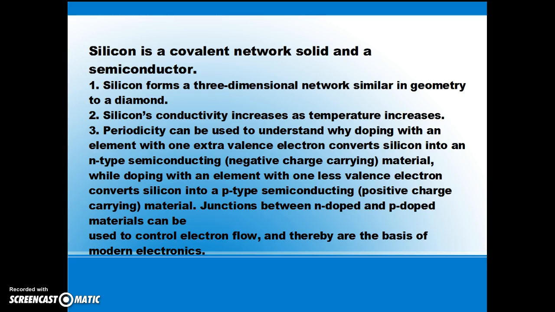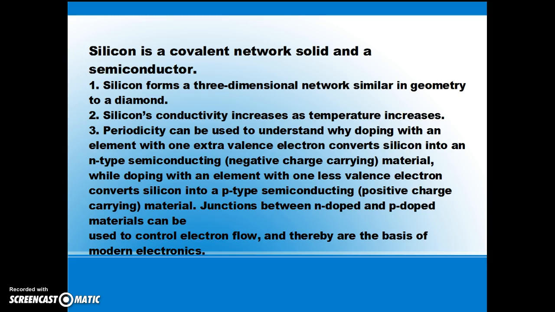Now, you can use the periodic table to understand why we can change the electrical properties of silicon. If we were to dope, or if you will dissolve, a little bit of an element that has one extra valence electron over and above silicon, in other words, it has 5 valence electrons instead of 4, we have what we call an N-type semiconducting material. It has a negative charge capacity.